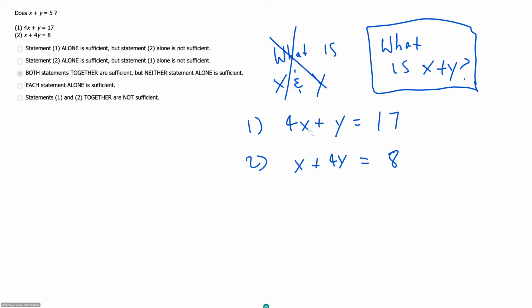However, together, I have 2 equations, 2 variables. I should be able to solve for x and y individually. Remember, even though we said we don't need x and y individually, if we could find that, that would be sufficient to answer. And it looks like together, that's what's going to happen here.